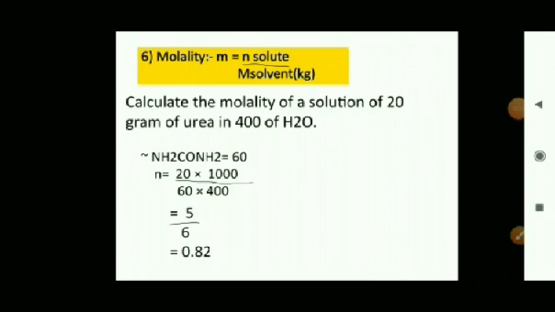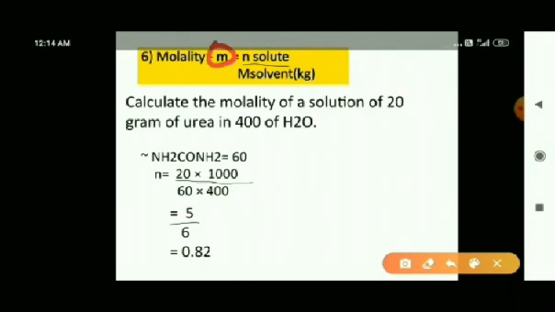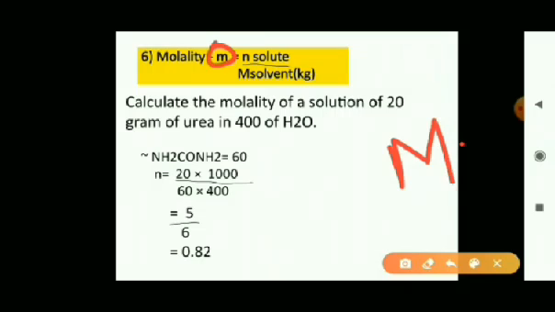Now the next term and the last term is molality. What is this? Molality. Molality is denoted by small m. See the difference between molality and molarity. In molality, it is denoted by small m, and in molarity, it is denoted by capital M.